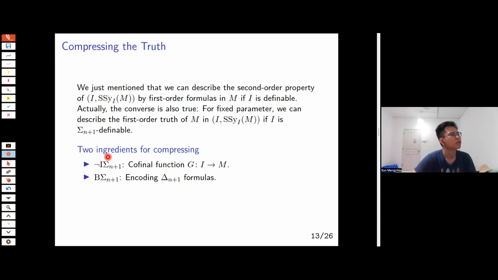So there are two ingredients for the compressing. One is the failure of induction, and this provides us the cofinal function g from an initial segment to M, as we already saw here. The second one is B sigma m plus 1. Roughly speaking, it provides us the ability to do coding for delta m plus 1 sets from M. We are going to use this B sigma m plus 1 to keep pulling up the Skolem function of the formula on this structure, and then we turn first order quantifiers into second order ones.